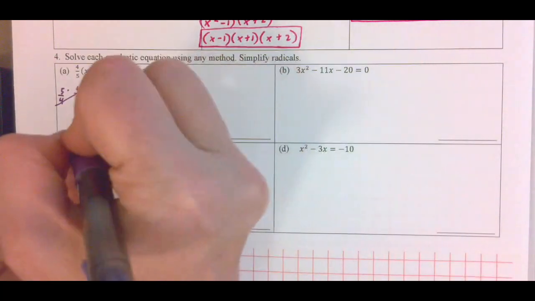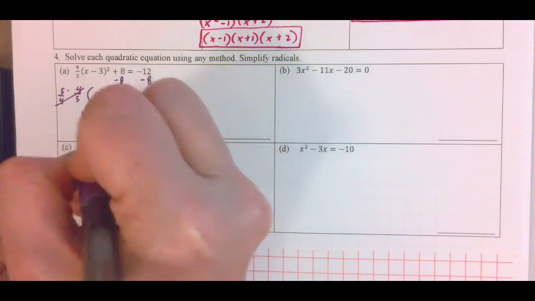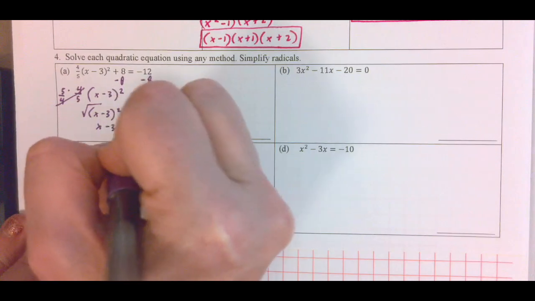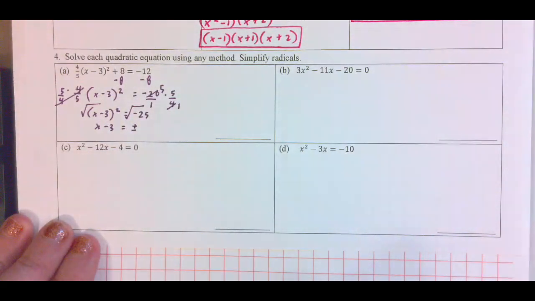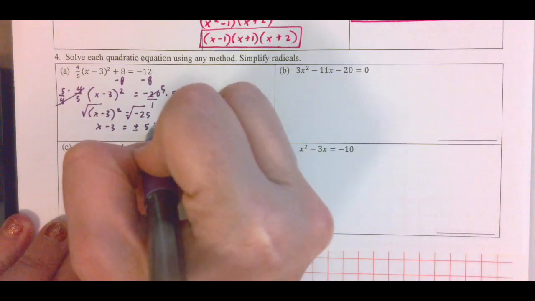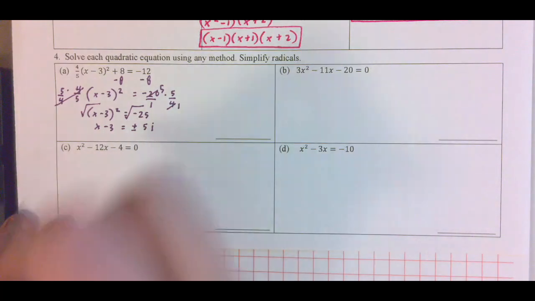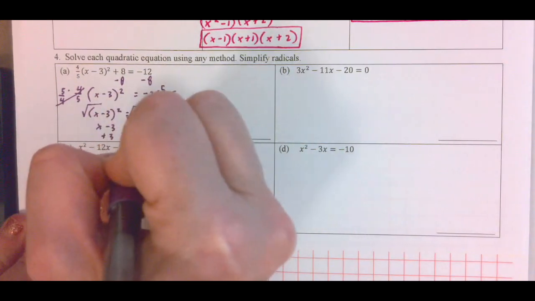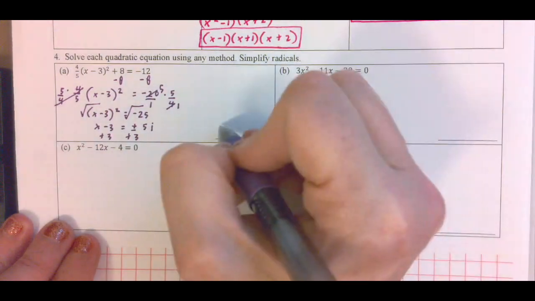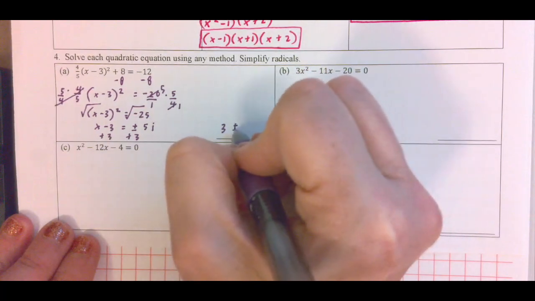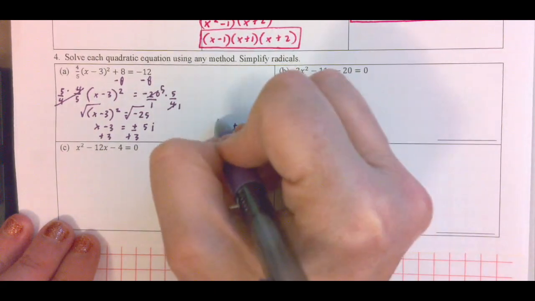Okay, solve by taking the square root. x minus 3 equals plus or minus 5i. Add the 3 to the other side, and we have our solution. 3 plus or minus 5i.